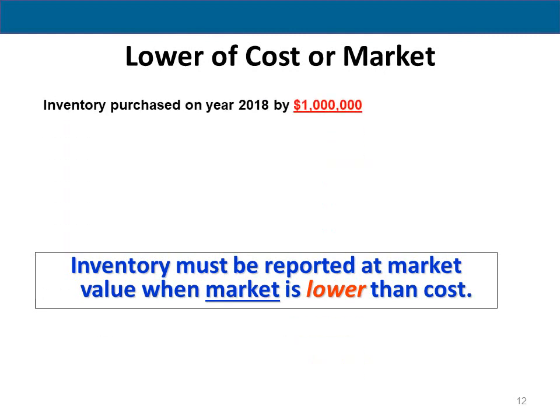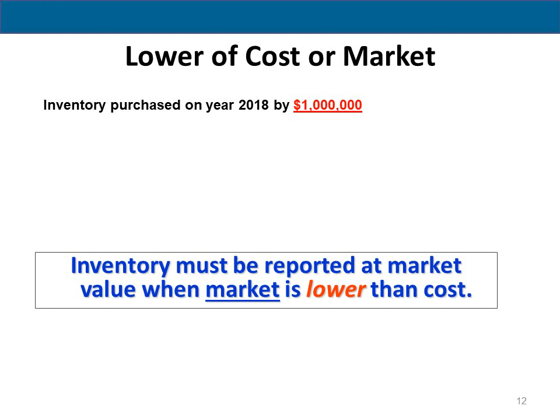Assume that we have a certain company that purchased inventory in year 2018 and paid $1 million for that inventory. As we always know, inventory is recorded in the financial statements using the purchase price, which will be 1 million. So inventory will be recorded at 1 million. This 1 million represents the purchase price, and we also call it the cost price or the historical price.